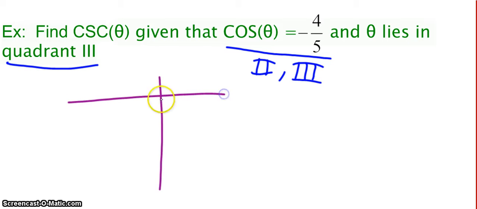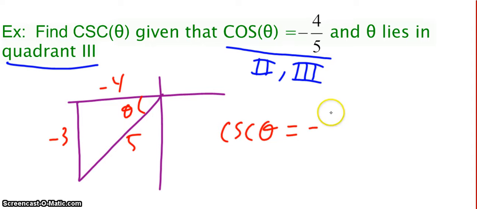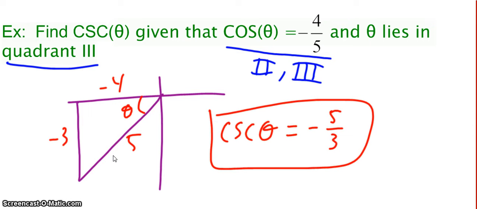So now I can draw the triangle in the third quadrant, and I'm going to say negative 4/5, so I know that this is negative 4, this had to be positive 5, and so this is going to be negative 3 because it's a 3, 4, 5 triangle. I'm going to say that this is my theta here. Cosecant of theta then is negative 5 over 3. Alright, any questions? No? Okay.